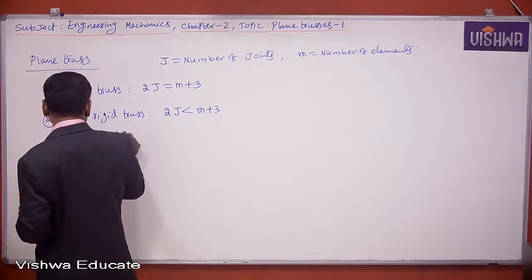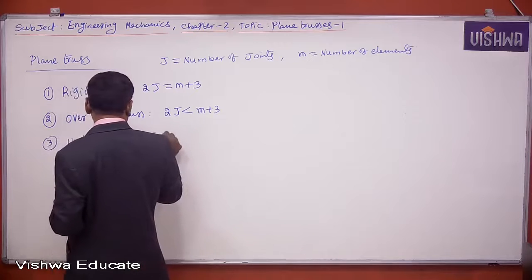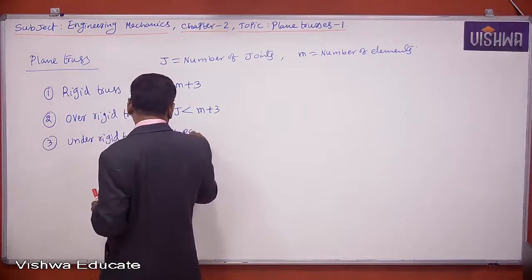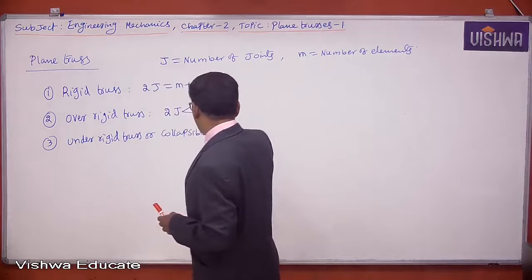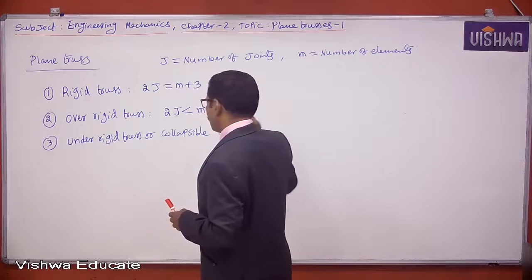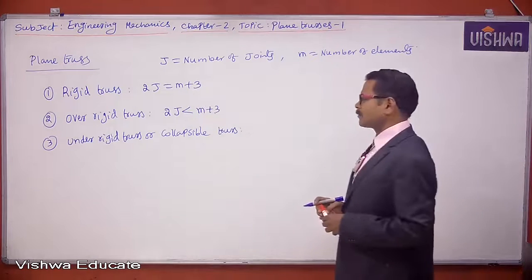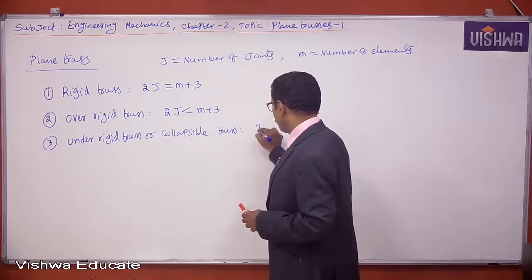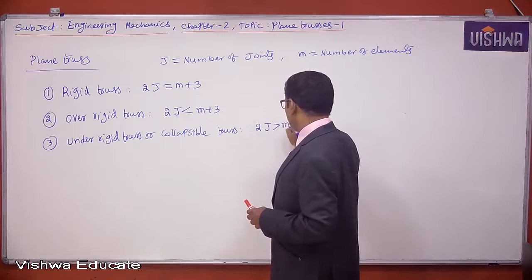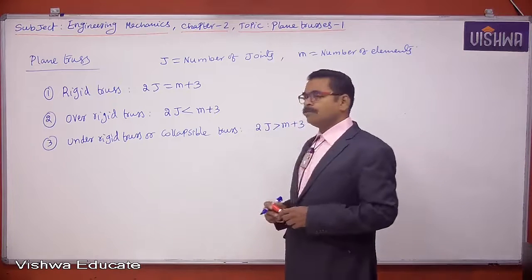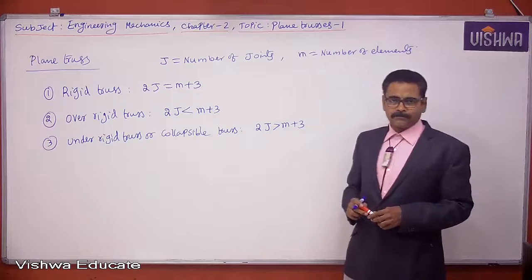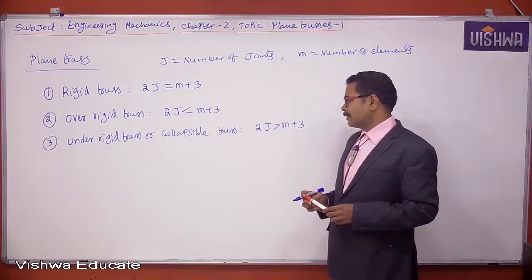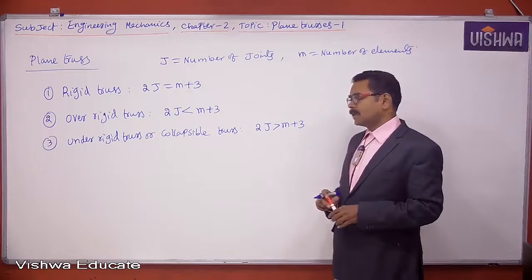Under rigid truss or collapsible truss. So here 2j is more than m plus 3. When 2j is more than m plus 3, the truss is called an under rigid truss or collapsible truss.